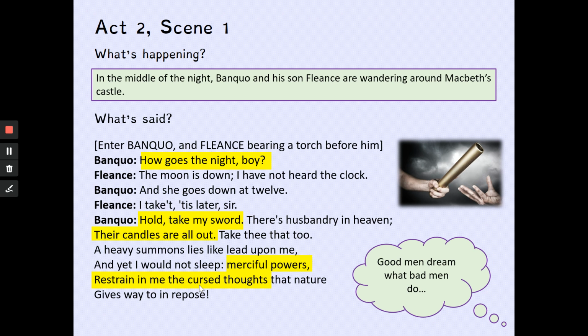Now, what does that mean? Well, that means that a good person might well think about doing something terrible that would be beneficial to them, but they wouldn't actually do it. They just think about it. Whereas a bad man like Macbeth, they just crack on and act on that instinct to get success and fame.